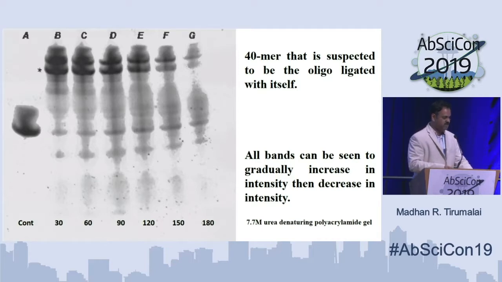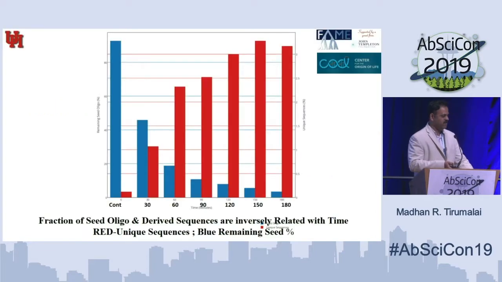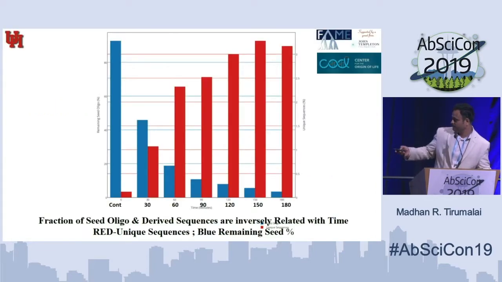Okay, when we sequence these reaction pools, we make DNA libraries, which had its own set of problems. I'll not be talking about them. But when we look at the sequences, the blue bar here is the seed oligo, which decreases over time, which one would think is intuitively expected. But what is interesting is the increase in the number of unique sequences, which is unique to each time point.